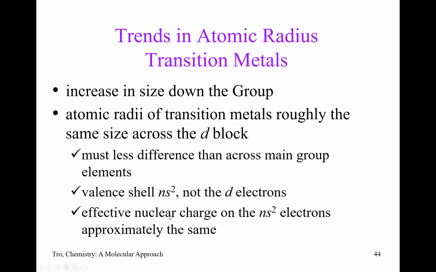And then the effective nuclear charge on those ns2 electrons is basically the same, because you consider the d electrons canceling each valence electron that's added in. So this is why the transition metals are basically the same within the period, or the row, I mean.